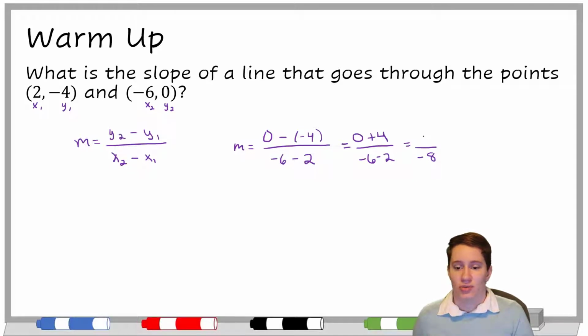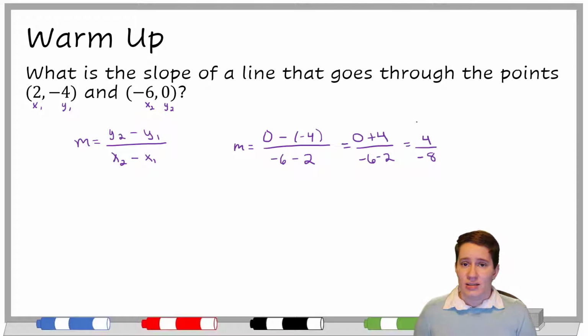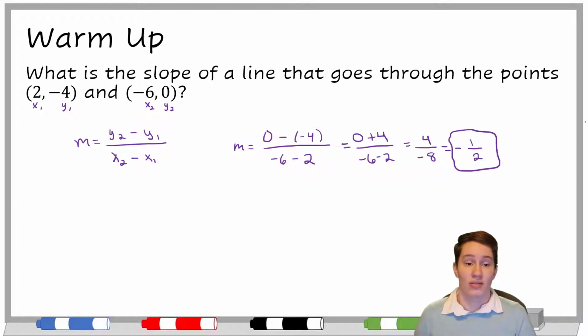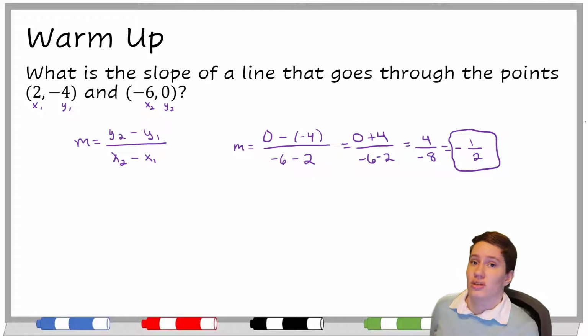On top, 0 plus 4 is 4. When I divide these, if I have one negative, it makes it overall negative, and then I always simplify my fraction. So if it's 4 over 8, I say what divides into both of those numbers. You could say 2, but an even better answer would be 4. So this ends up being -1/2. That's the slope we get for the line that goes through these 2 points.